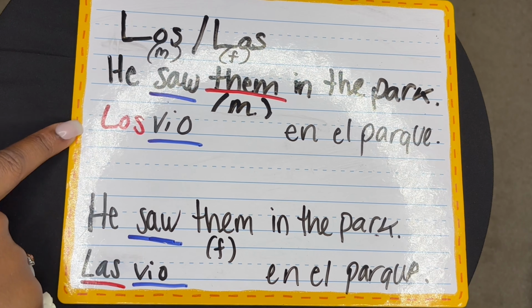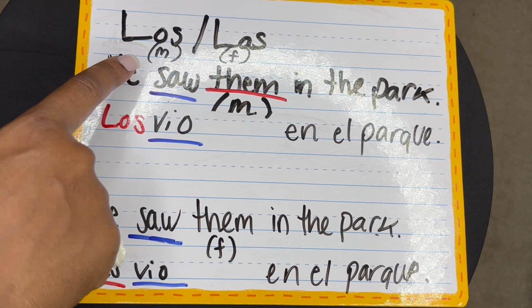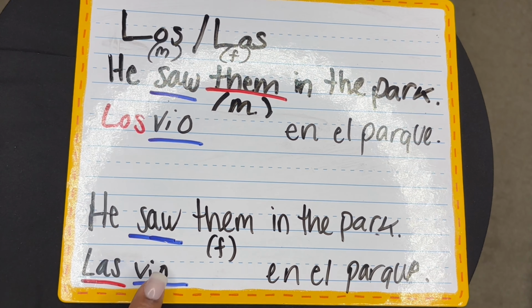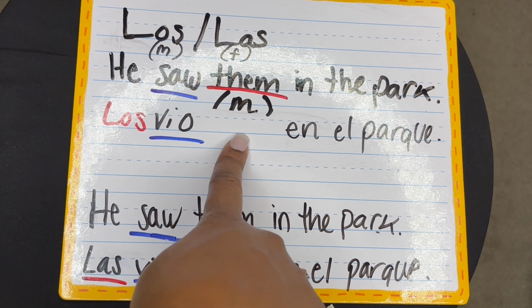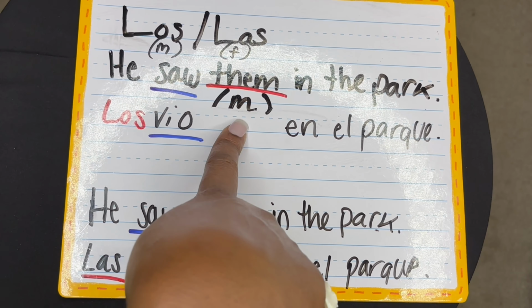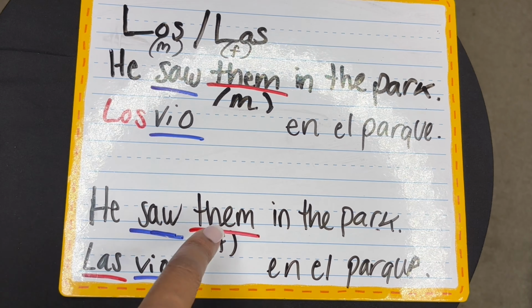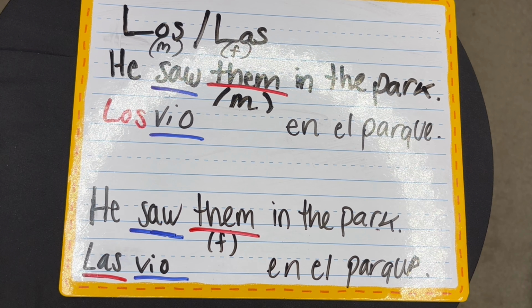Them. Las is women. Las vio en el parque. Notice that these two sentences are very similar. The only difference is the O for the masculine form and the A for the feminine form, right? But we're still talking about them. Them is the group, right? The group of men, or a group of men and women mixed, or the group of women. Both of these words mean them, right? Los y las. Them.